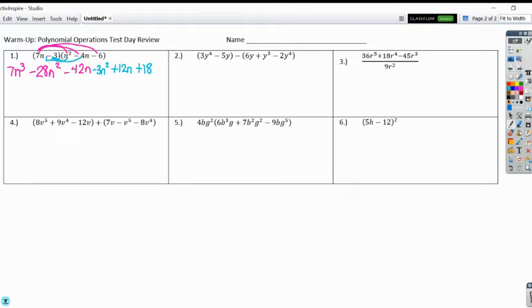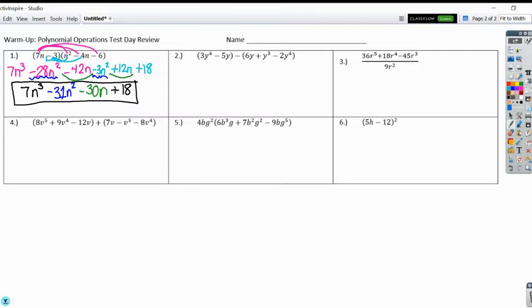We're going to go ahead and combine like terms wherever we can. So negative 28n squared and negative 3n squared. Add those and we get negative 31n squared. I also see that I've got a negative 42n and a positive 12n. Add those. This is a negative 30n. And keep everything else. That 7n to the third did not have any like terms. That positive 18 did not have any other like terms. Here is our completely multiplied and simplified polynomial.